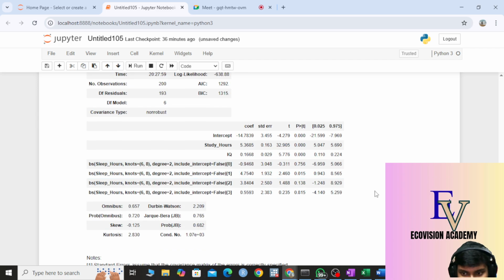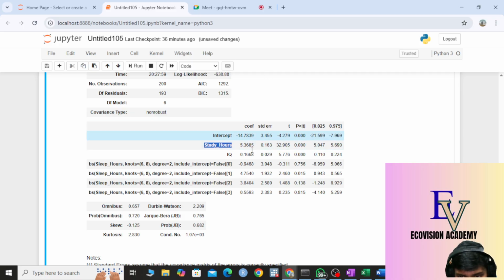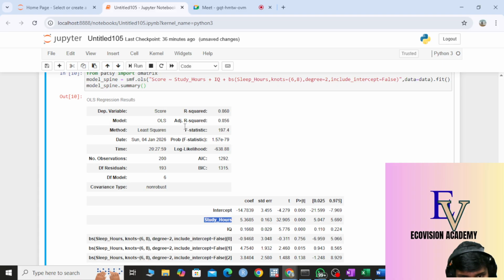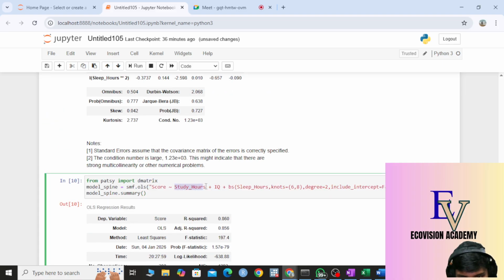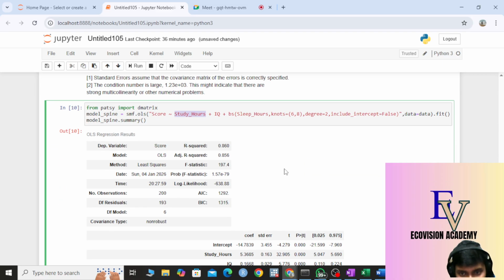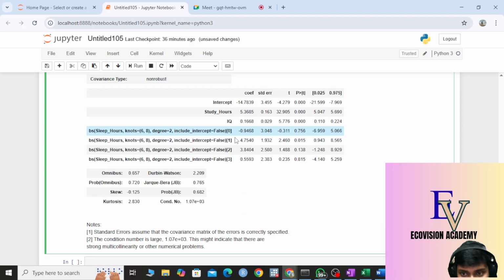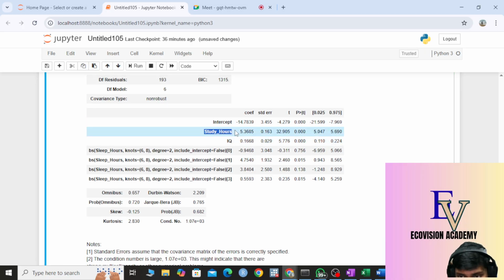Now see. First interpret study hours. Have I applied spline to study hours? Yes or no? No. I have not applied spline to study hours. So for study hours, is the p value significant? So what does it do?